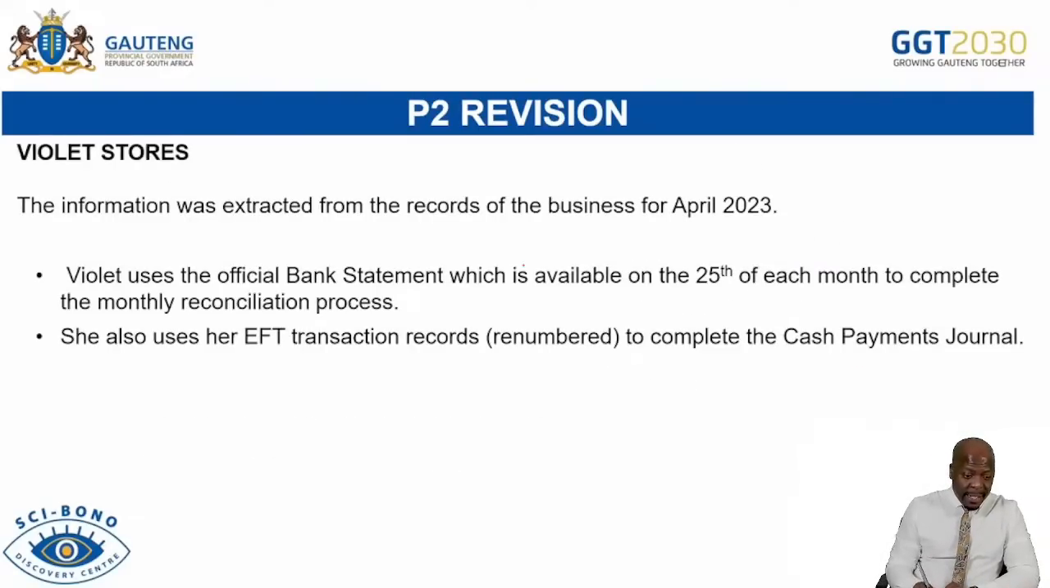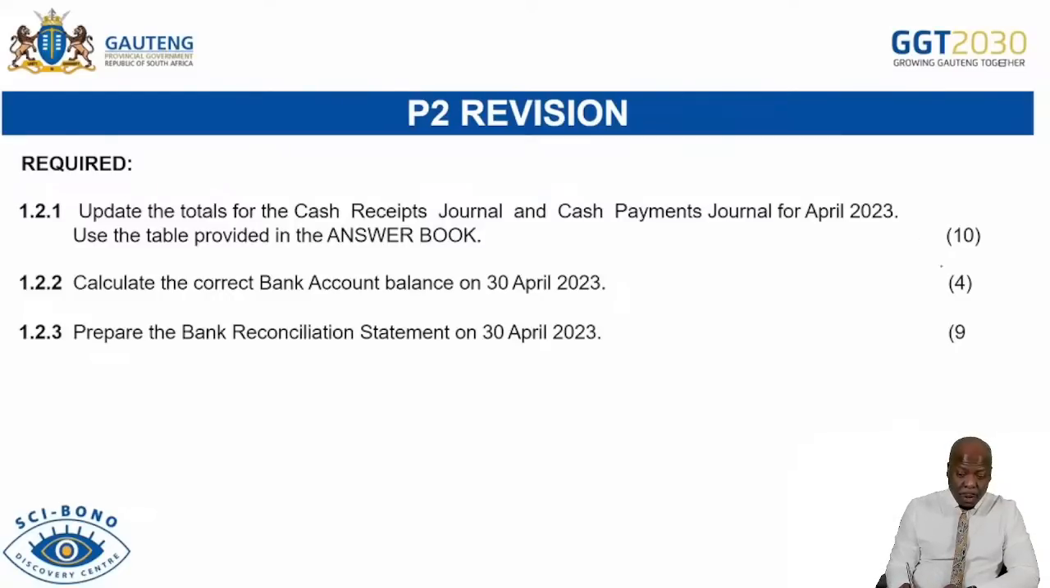It says, Violet Stores. The information was extracted from the records of the business for April 2023. Violet uses the official bank statement, which is available on the 25th of each month. Dates are very important to complete the monthly reconciliation process. She also uses EFT transaction record numbers to complete the cash payments journal. So this is what we're required to do now: update the journals, that is your CRJ and CPJ, calculate the correct bank account balance, and prepare the bank reconciliation statement.